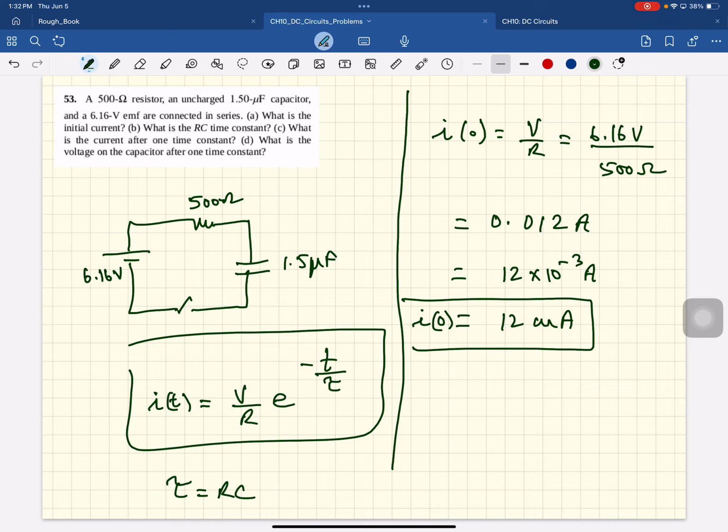What is the time constant? The time constant is RC. What does the time constant mean? What does it tell you? It tells you how long it takes to charge the capacitor. It tells you the time scale over which things change. In one time constant, about 65% of the capacitor is charged. So that's the time scale of the circuit.